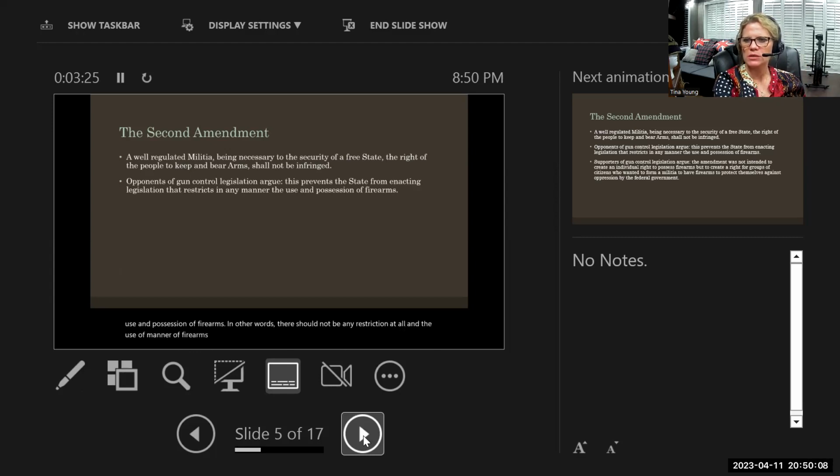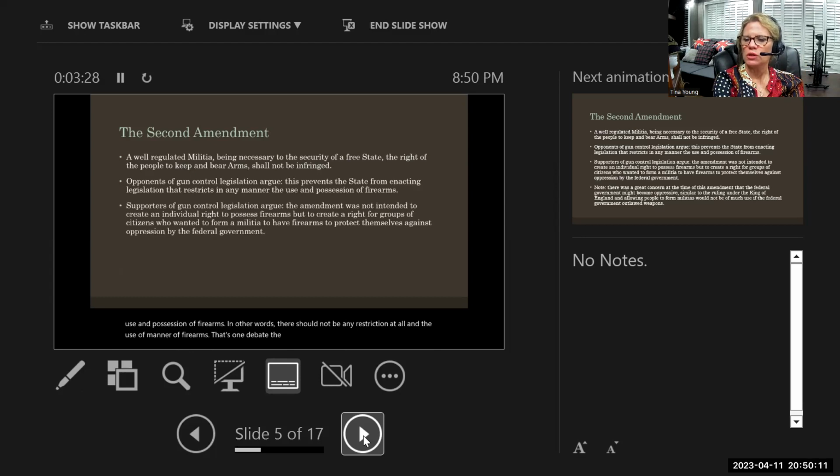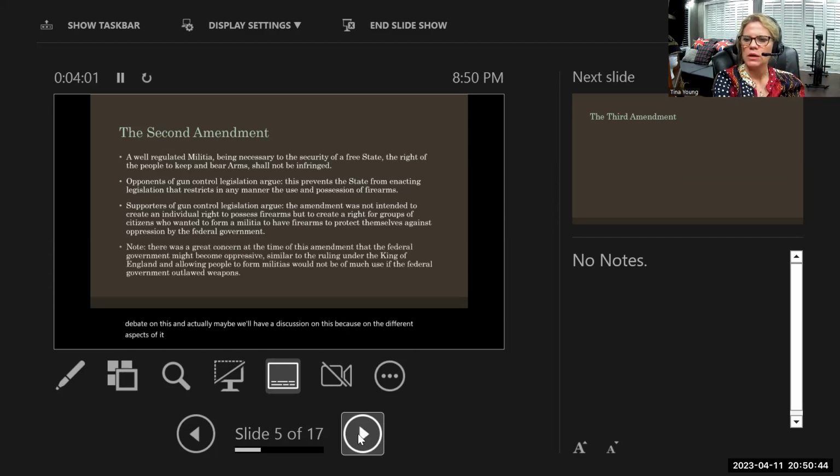That's one debate. The supporters of gun control legislation argue this amendment was not intended to create an individual right to possess firearms, but the intent is to create a right for groups of citizens who want to form a militia to have firearms to protect themselves against oppression of the federal government. So those are 2 pretty extreme, polar spectrum views of the Second Amendment. And there's a lot of debate on this. And actually, maybe we'll have a discussion on this, on the different aspects of the Second Amendment. So, something to think about with the Second Amendment.